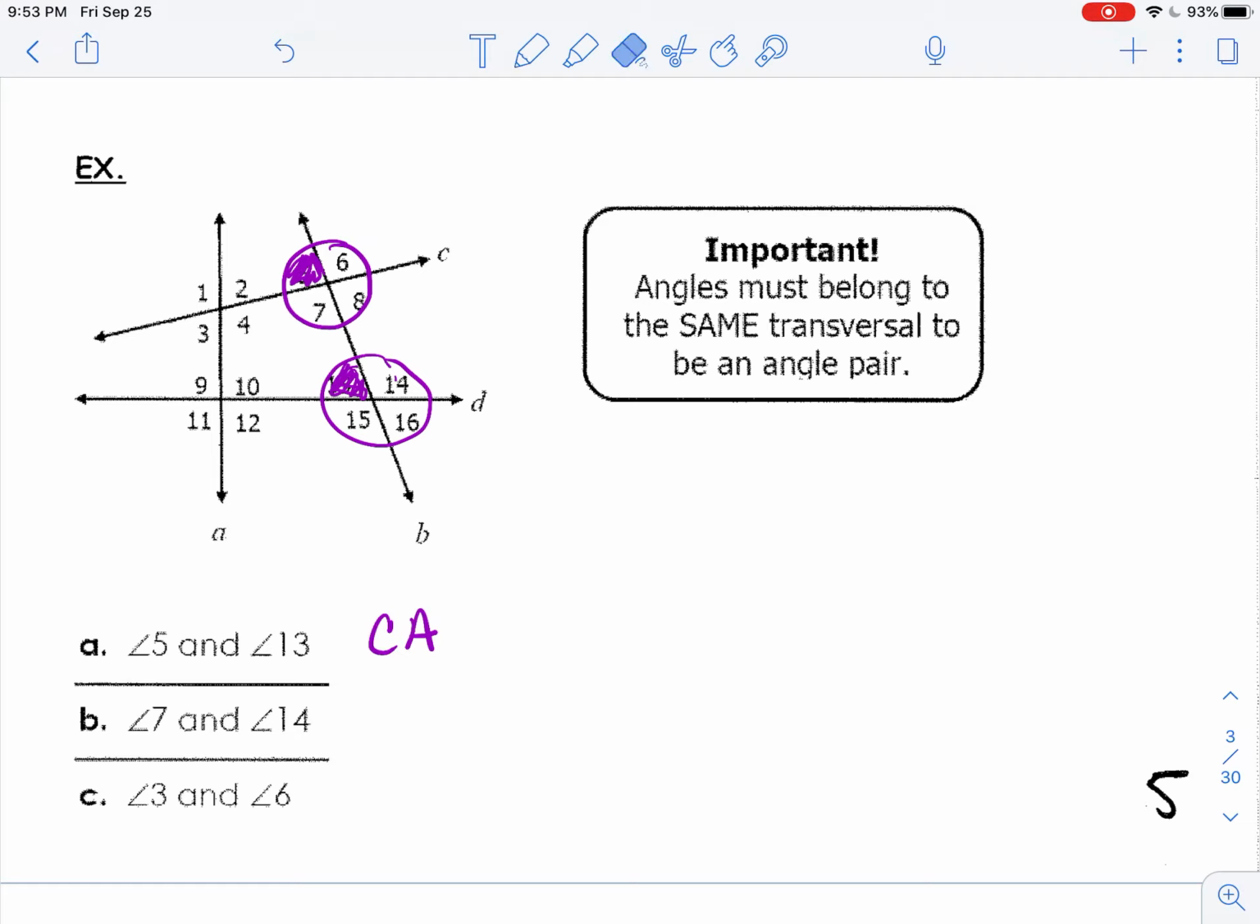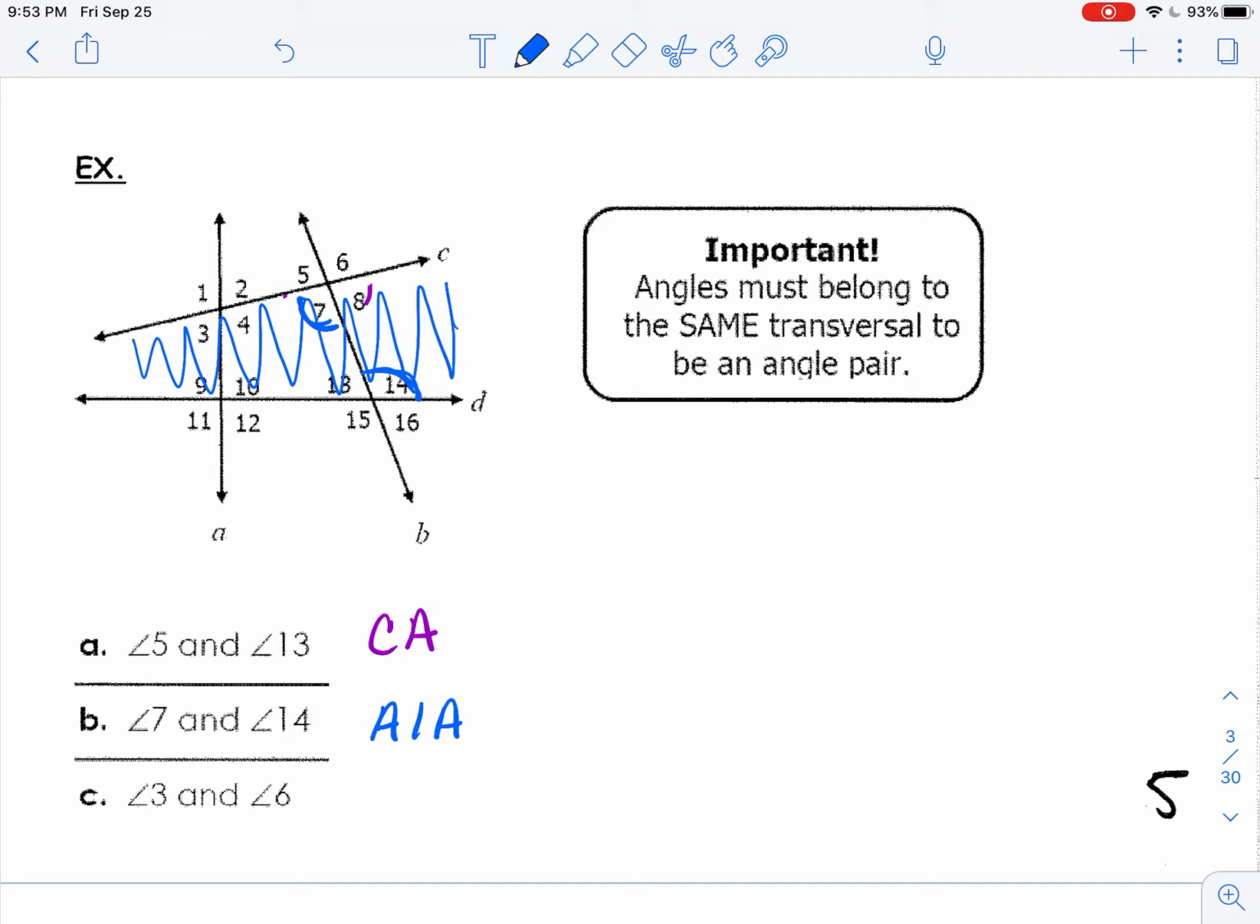Angles 7 and 14, let's see, 7 and 14. What do you notice about these? Well, they're on the opposite sides, so we know they're alternate, and they are on the interior of the line C and D. So these are alternate interior angles.